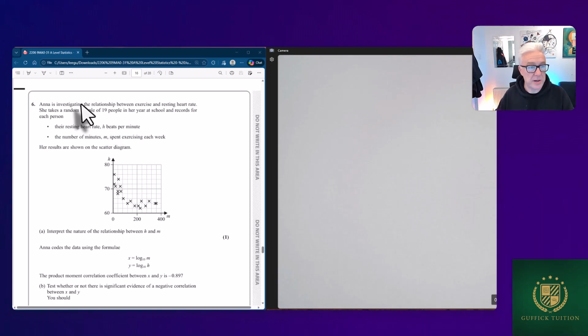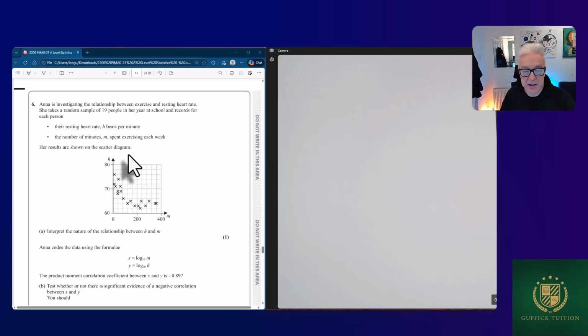Hello everyone, we've got the last question on 2022 for statistics, and we've got PMCC and hypothesis testing with it. It says, Anna is investigating the relationship between exercise and resting heart rate. She takes a random sample of 19 people in her year at school and records for each person the resting heart rate H in beats per minute and the number of minutes M that they spent exercising each week. Her results are shown on a scatter diagram. Interpret the nature of the relationship between H and M.